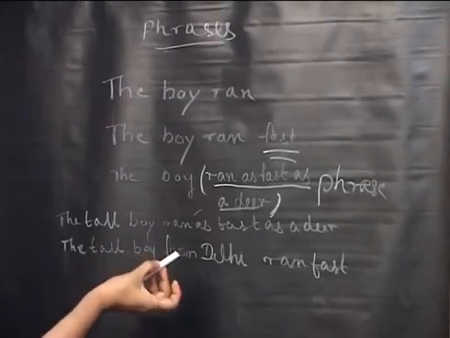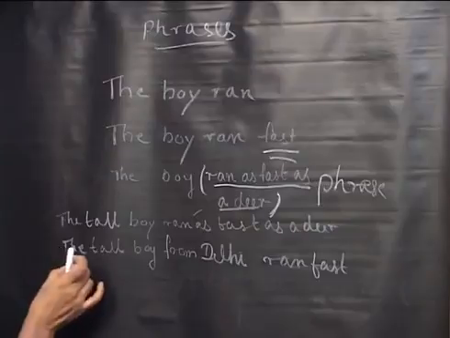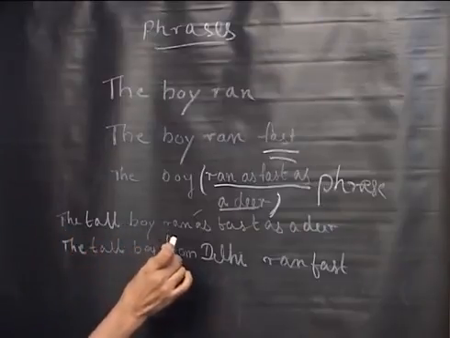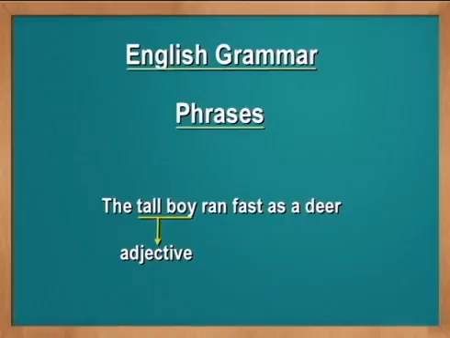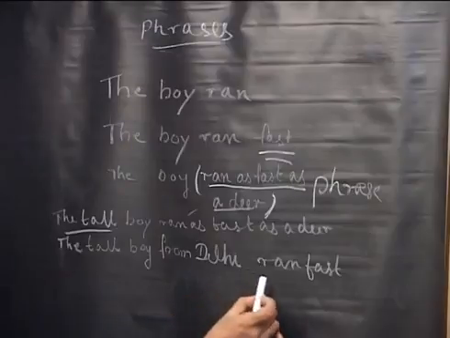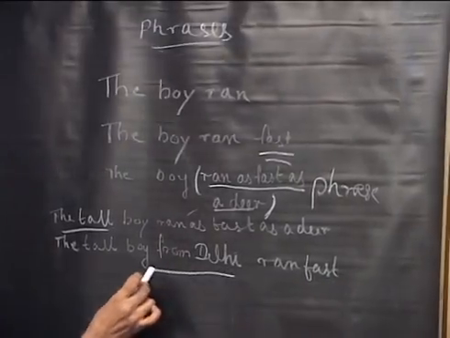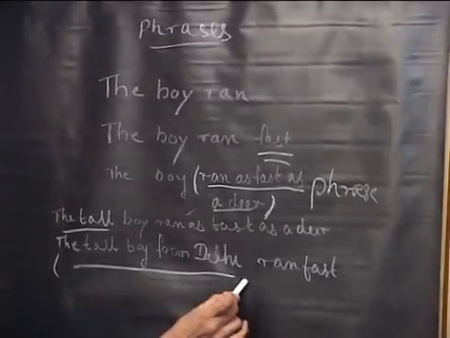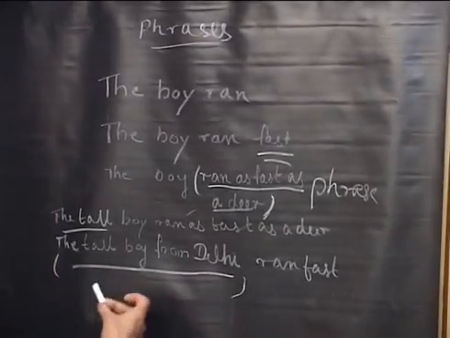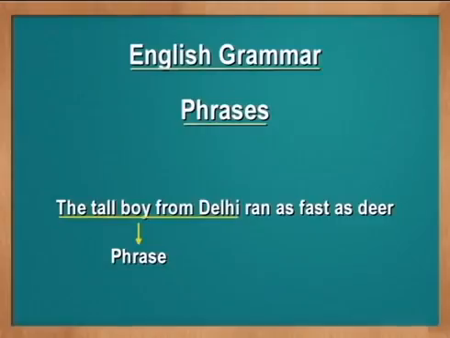So, here let us see one more sentence. The tall boy ran as fast as a deer. So, tall is an adjective. The tall boy from Delhi ran as fast as a deer. So, tall boy from Delhi, again a group of words. It gives extra information about the boy. The entire group of words also does the function of an adjective.